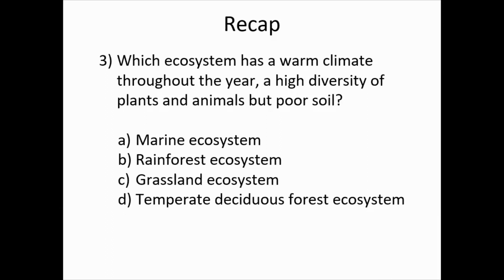So which ecosystem has a warm climate throughout the year, a high diversity of plants and animals, but poor soil? Type in the chat, guys, A, B, C, or D. All right. Rainforest. I told you to type in the chat, you know. Don't shout out. Okay, don't shout out. Type in the chat. All right, so it's just as William and Jermaine said, it's the rainforest, it's B. So click it 2 times. Okay. And we're almost at the end, so don't worry, okay?